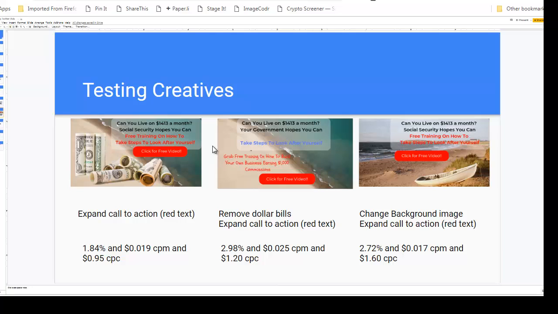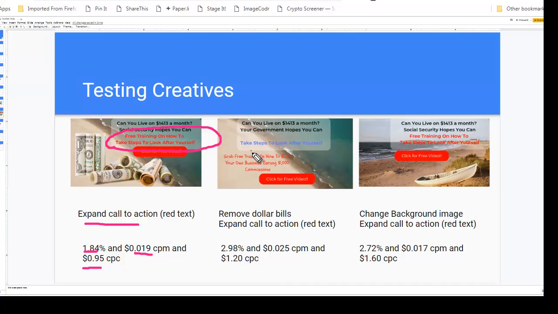The first of which was to test the 3 creatives. So this is round 4. This is the creative I had previously. It's a picture of some money. It says, can you live on $14.30 in a month? Social Security hopes you can. And this is what I added in specifically: free training on how to take steps to look after yourself. And this is click for free videos, what's in the red box. So I've expanded the call to action. 1.84% click-through rate, 0.019 cents per impression, and a 95 cents cost per click.